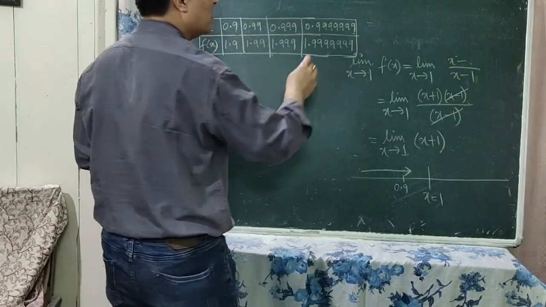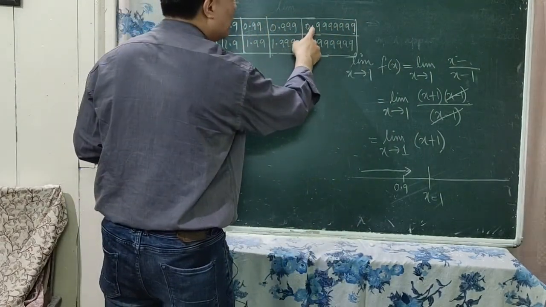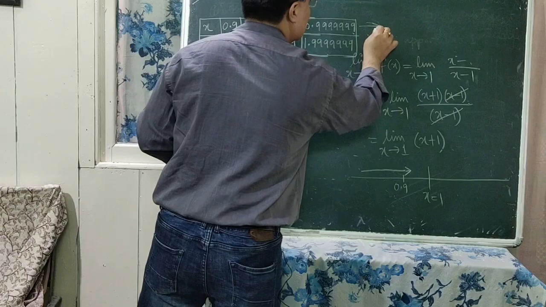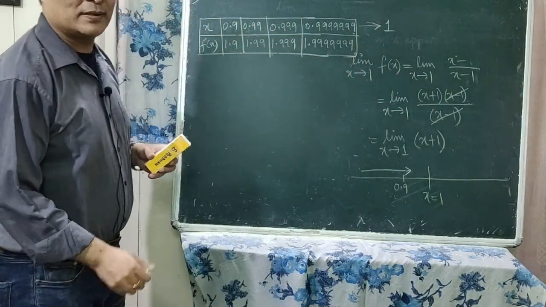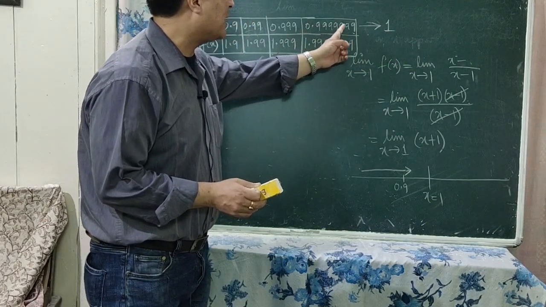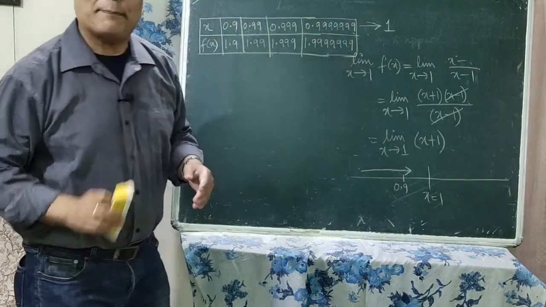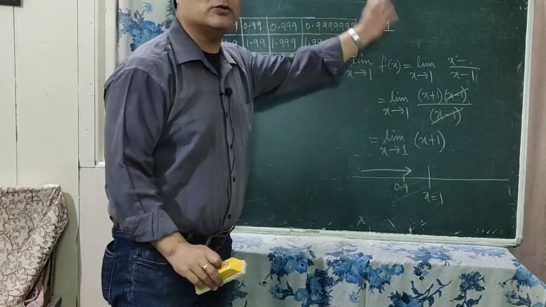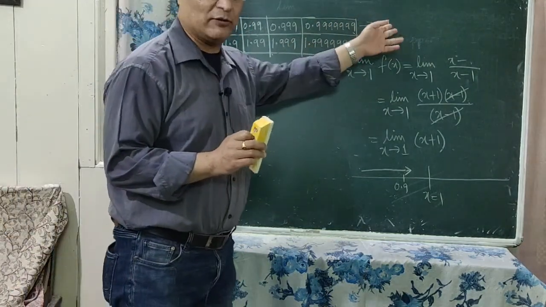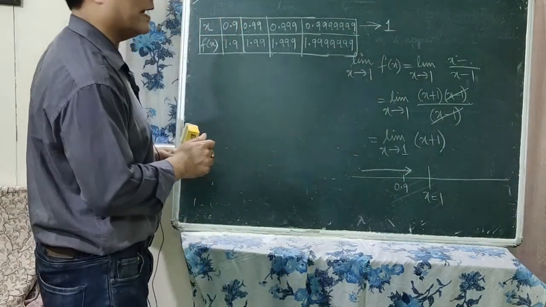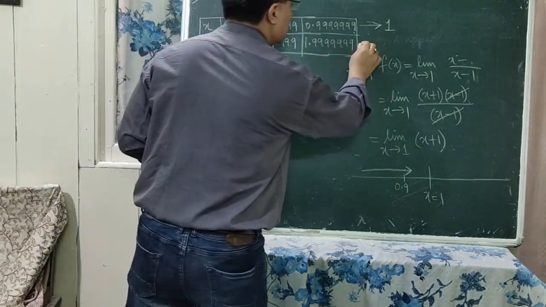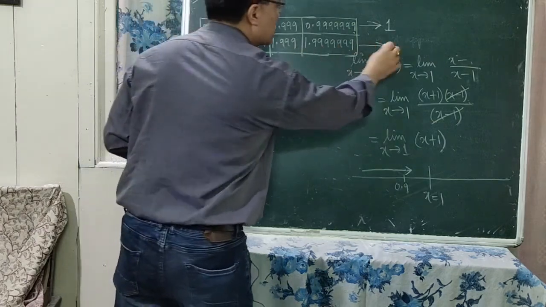Now 0.999999 means it tends towards what? 1, isn't it? 0.999999 means approximately this value is equal to 1. So this is not the exact value, that is 1. This is known as the limiting value. And 1 point, how many nines are there? 7 nines. That means it almost tends to what?